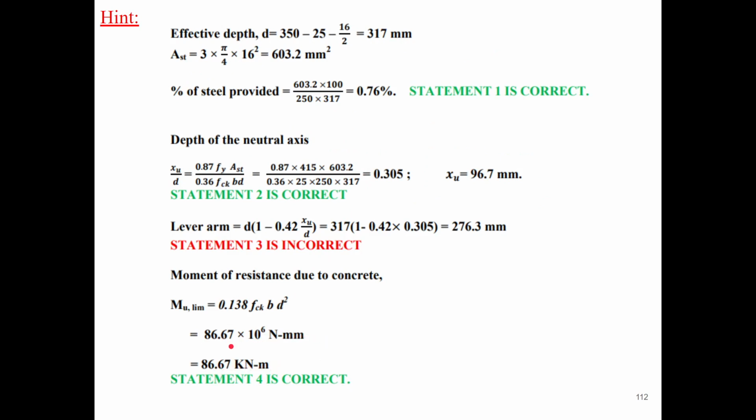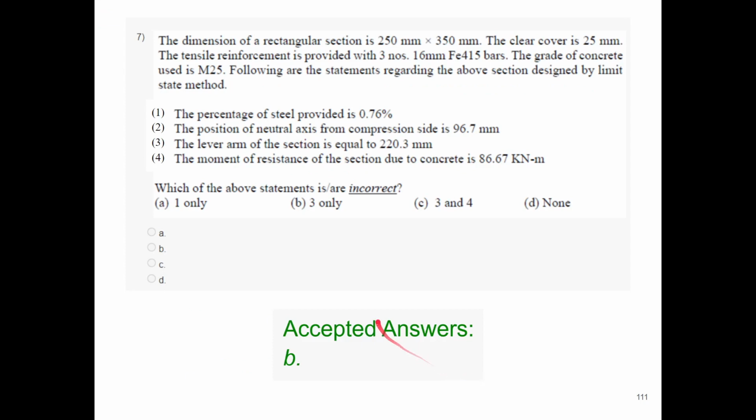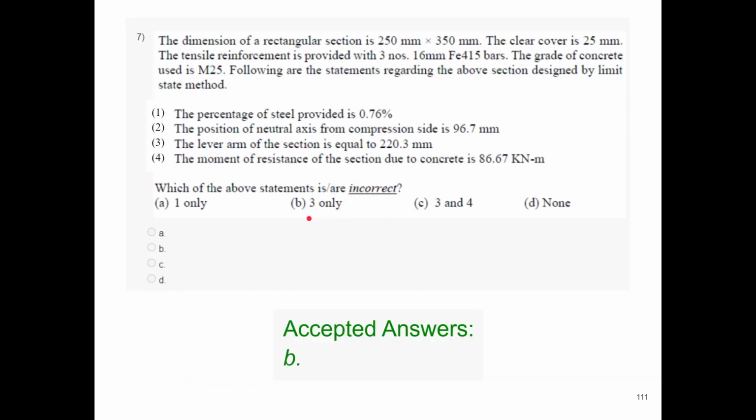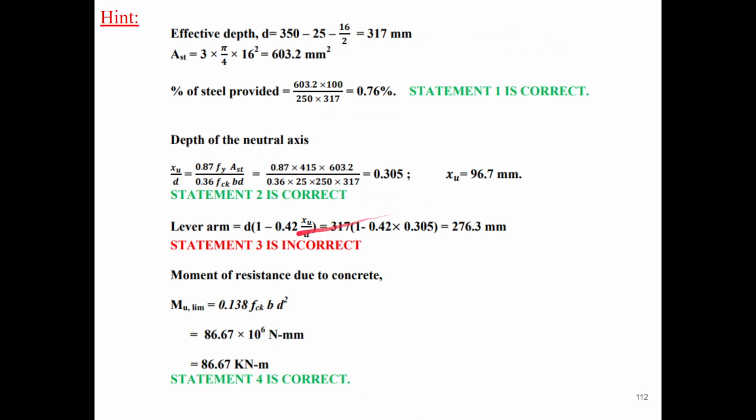So that way the fourth option is correct. So that means the only option incorrect is the third. So B is the correct option. But here we have to write one more word, that is the limiting, balance, not the normal one, because then it will be 0.36 FCK BXU into D minus 0.42x. So it will be lesser. So it is the limiting value.